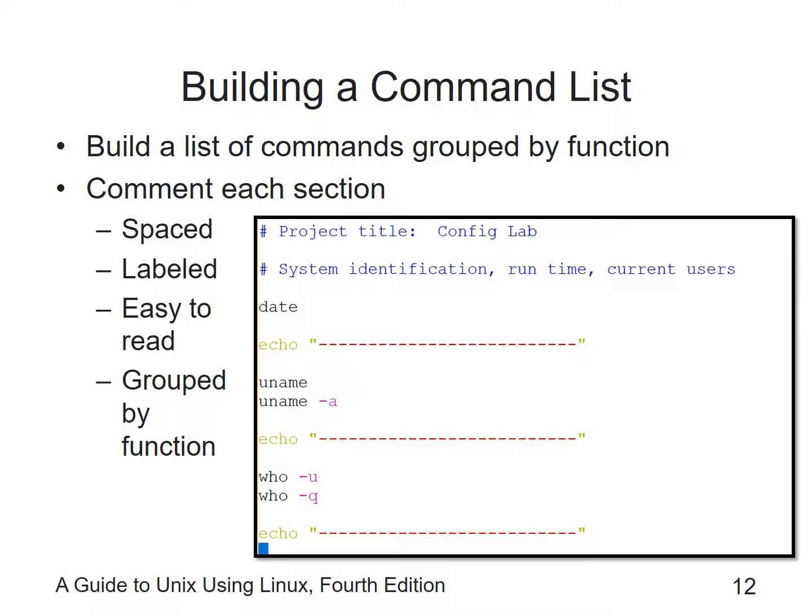In this example, you will see a comment, project title config lab, followed by a comment, system identification, runtime, and current users. We execute the command date. There is an echo with a line. The echo statement returns to standard out a specific text string rather than the execution of any series of commands. We list the uname and the uname -a commands followed by another line, and the who -u and who -q followed by another line. This gives us the date, information about the system, and what current users are on the system at the time we run the script.